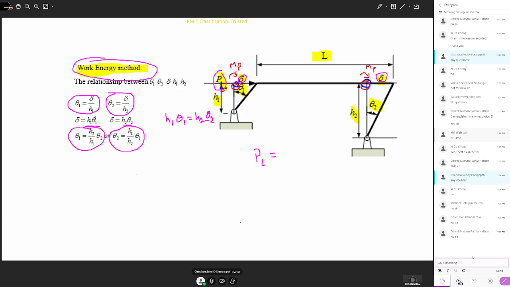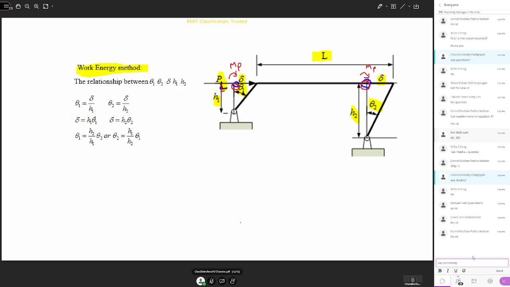All right, guys. Can someone tell me what is the work done by the plastic load PL? Guys, I expect your response from you. So, work done by the plastic load PL.